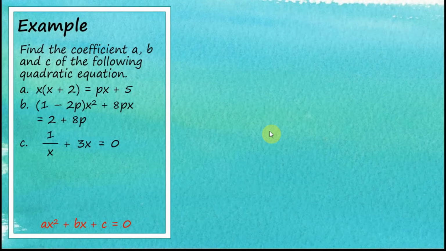Now let's see another example. Again, in these questions, we are asked to find a, b, and c, and in these questions, the equation is not in general form, and therefore we need to change all of this to general form in order to find a, b, and c. Let's start with the first question. For the first question, we have a multiplication of a term with an expression, and we need to expand this in order to write the equation in general form.